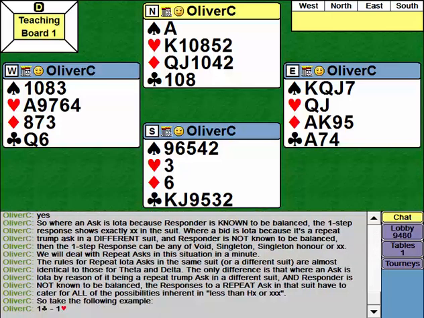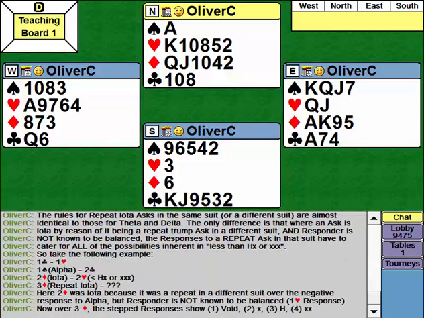Okay, so here we had a positive response of one heart, one spades alpha, two clubs, negative response showing four plus controls, and then two diamonds, iota. So it is iota because it's a repeat alpha in a different suit, but responder isn't known to be balanced. For all we know, they might have a massive heart club two suitor, not have support for our spades, but actually have a singleton or a void in diamonds. Not impossible, but it's less likely. So we use iota with the two diamonds because it's less likely.